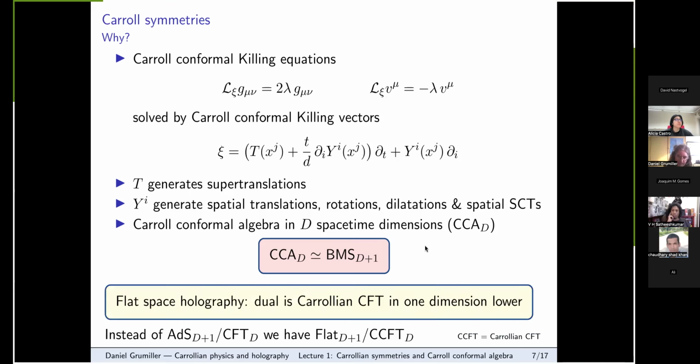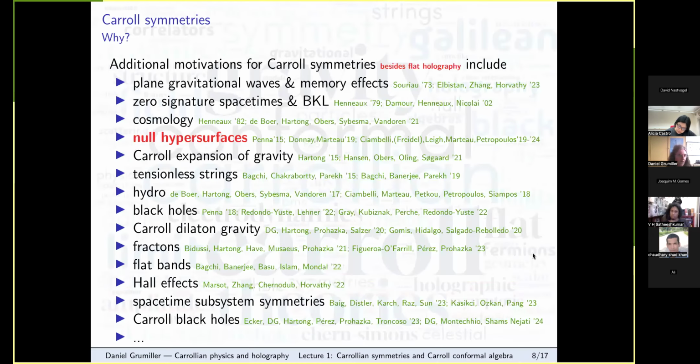All right. So because of this isomorphism, this suggests that Carrollian symmetries should be important for flat space holography. And a natural conjecture is that the dual field theory to gravity in asymptotically flat spacetimes is a Carrollian CFT in one dimension lower. So instead of AdS_{D+1}/CFT_D, we would have flat_{D+1}/CCFT_D correspondence, where by CCFT I mean Carrollian conformal field theory. Okay, so this is the main motivation for me, at least.